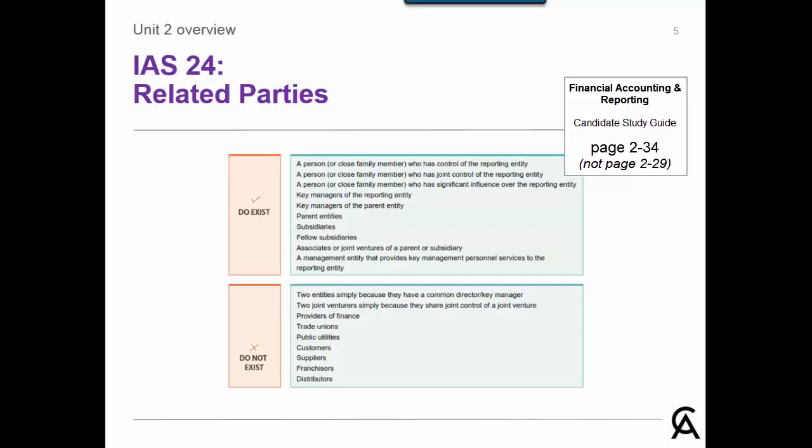Related parties is a good place to start summarizing important notes for your critical file. Diagrams using your own family and pretend company structures may assist you in remembering who is and who is not a related party under IAS 24.